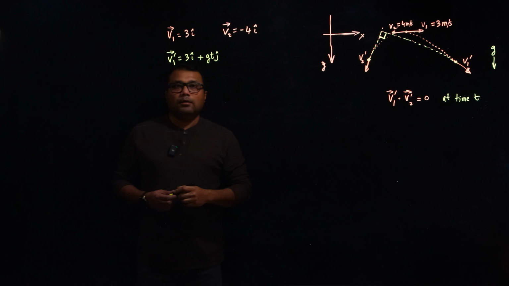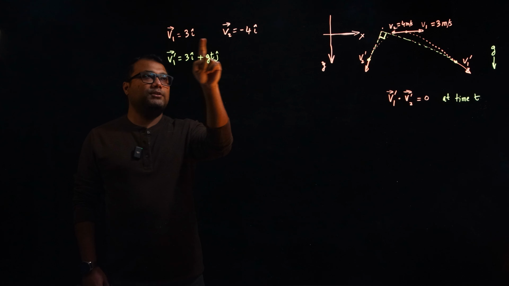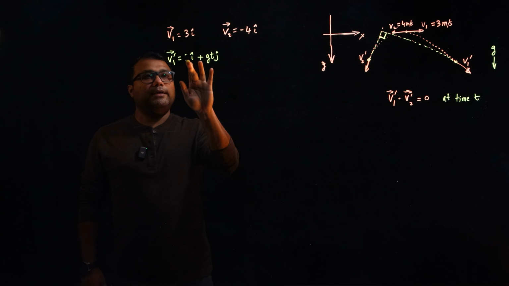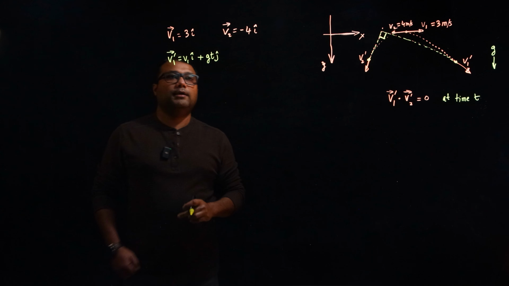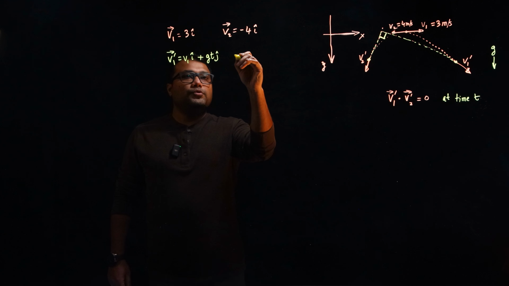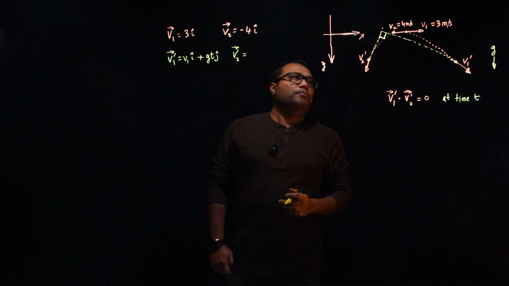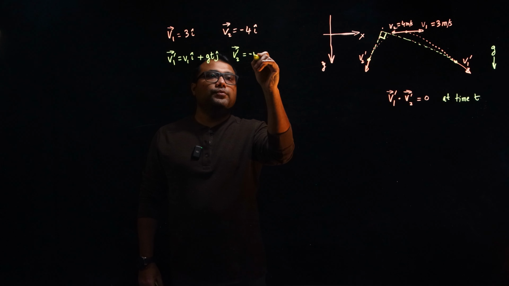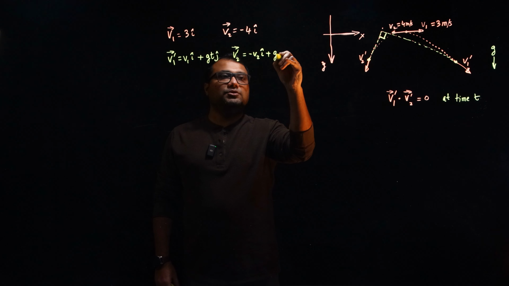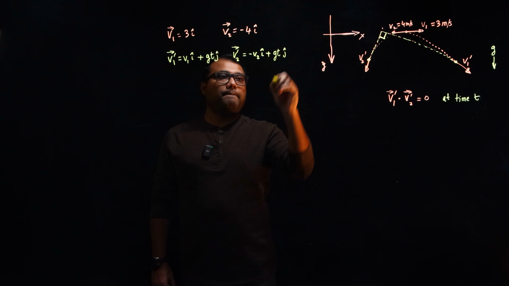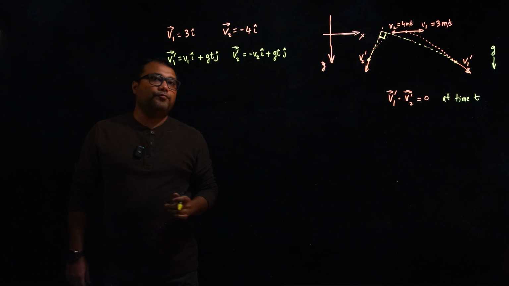One thing I want to do, to ensure we are dealing with the variables and substitute the values later on, is write this as v1 i cap, the value of v1 i cap. v2 dashed similarly would be minus v2 i cap plus this component, which is still the same, gt j cap. Now we have v1 dashed and v2 dashed.